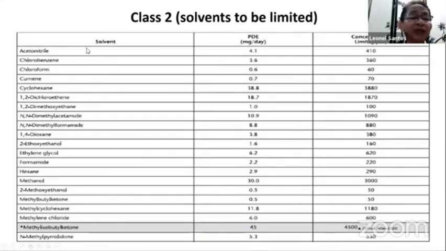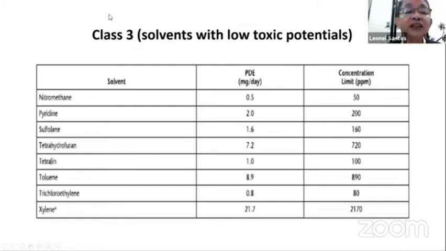This next table may be difficult to read. Again, these are solvents that you can find in the book USP in the General Chapter 467. These are the class 2 with limited permissible daily exposure. And you can see also that the concentration limit is a bit higher. The third class, which is the solvent with low toxic potentials, are listed in this table.